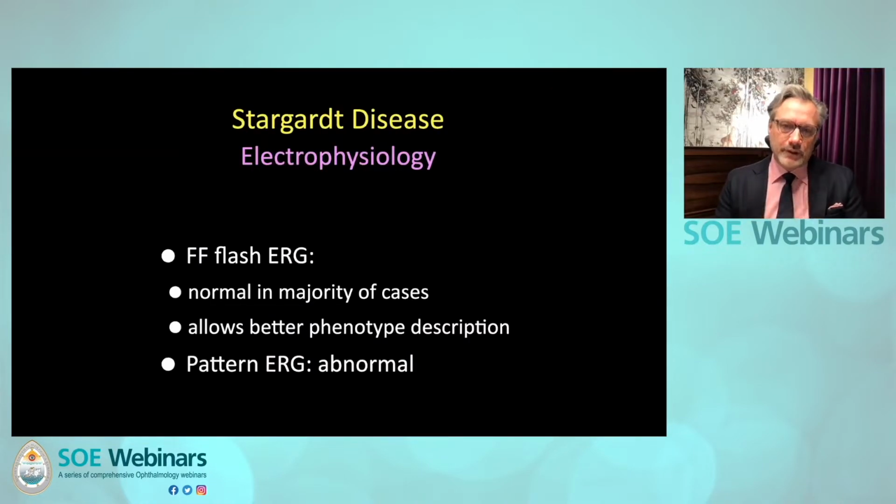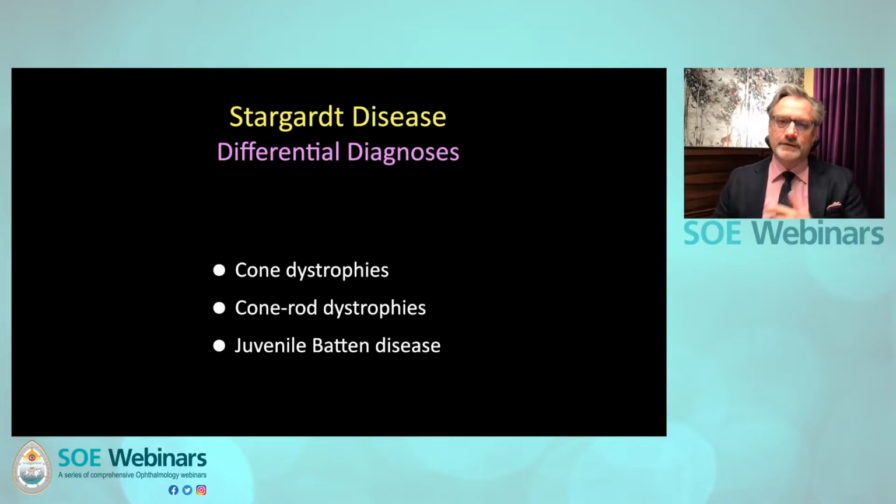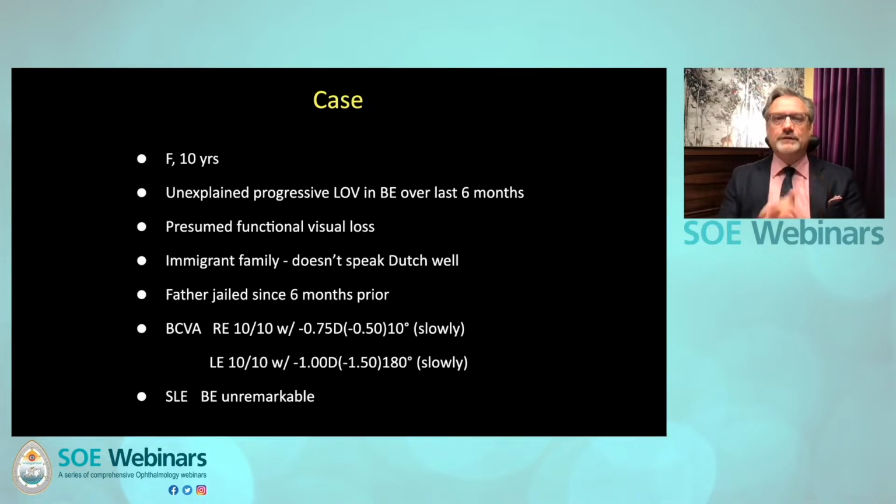So when we do electrophysiology, we will find in the majority of cases a normal full-field flash ERG, testing the generalized retinal function. What we also will have is a pattern ERG that will always be abnormal. Now, let's illustrate this with a case. You have to, as a differential, think about other conditions, including Batten disease and cone disease. We'll talk about those later on. So let's first look at this 10-year-old girl, unexplained loss of vision, referred by a fellow ophthalmologist who was querying whether this could be potentially a functional visual loss.